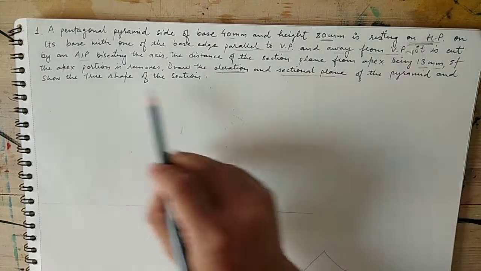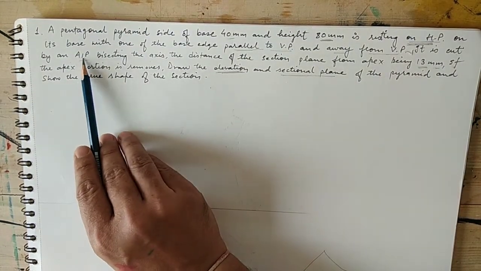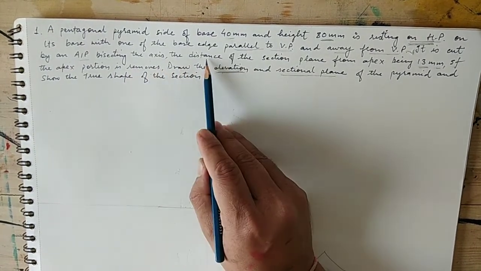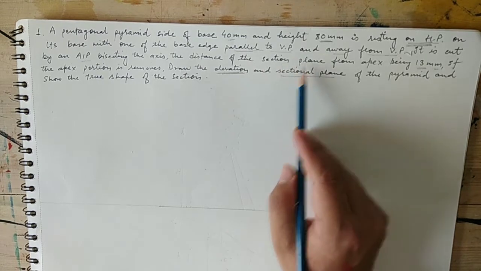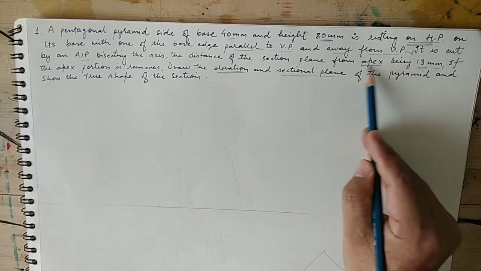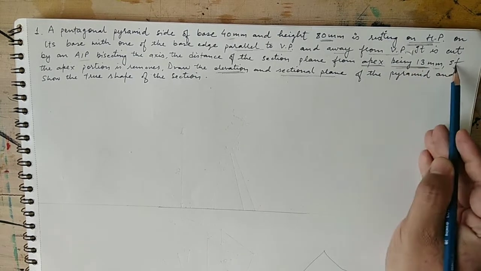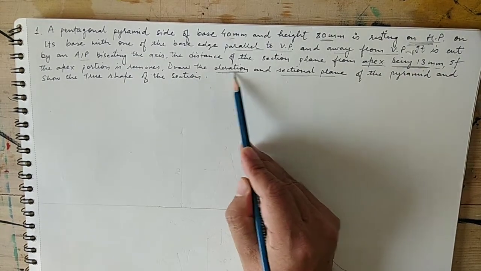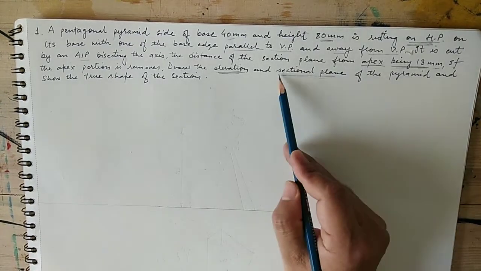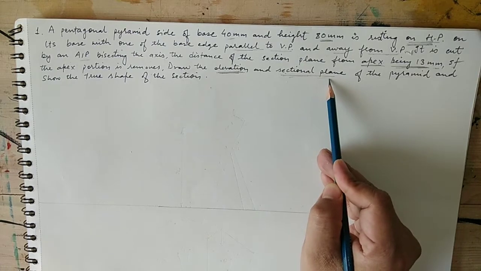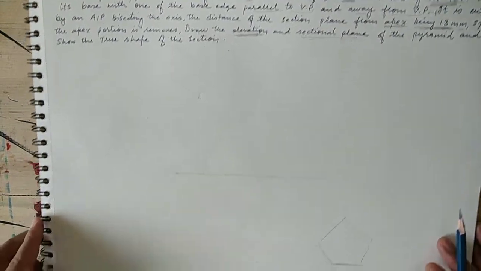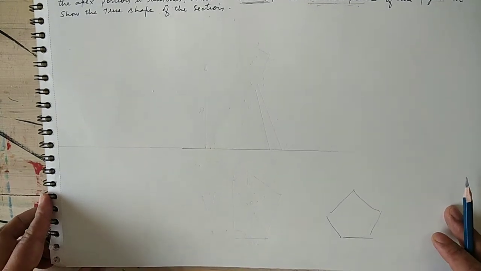Now after that there is a cutting plane line bisecting the axis in front view, and the distance of the sectional plane, that cutting plane line, is 13 mm away from the apex. So we need to draw elevation. Elevation means here, class, front view, and sectional plane of the pyramid means sectional top view and sectional side view of the pyramid, and true shape of the section. So we will start from the pentagonal shape in top view.